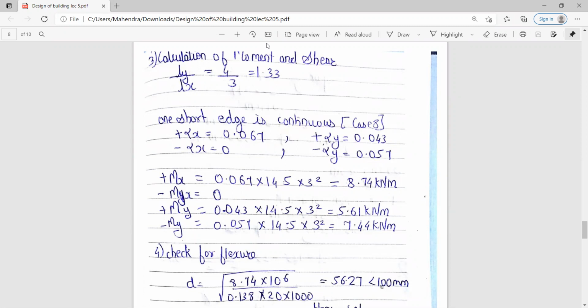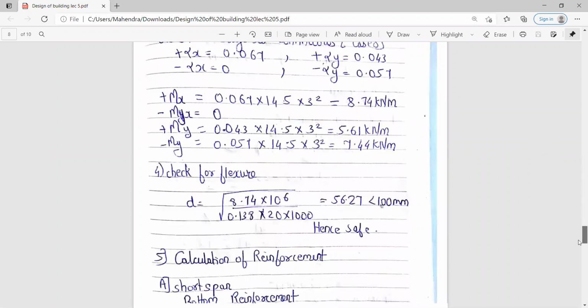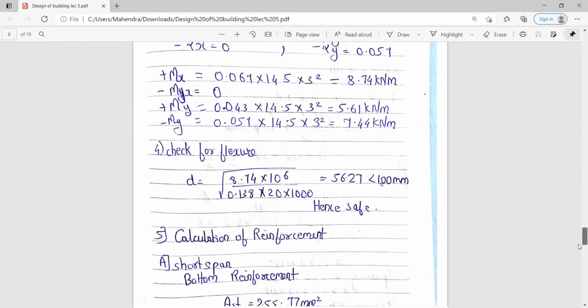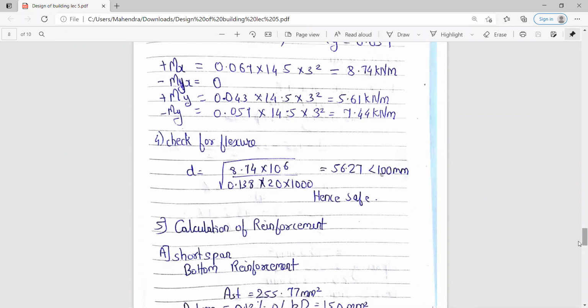Then after calculating the moments, you need to calculate the फ्लैक्चर. You need to check for the फ्लैक्चर. फ्लैक्चर चेक करने के लिए मैक्सिमम मूवमेंट यू आर गोइंग टू कंसिडर. सो मैक्सिमम मूवमेंट आपको कितनी मिली है? यहाँ पे मैक्सिमम मूवमेंट आपको मिली है 8.74. सो मैक्सिमम वैल्यू यू आर गोइंग टू कंसिडर व्हेन यू आर गोइंग टू चेक फॉर द फ्लैक्चर. दैट इज द Mu upon 0.138 b into fck.